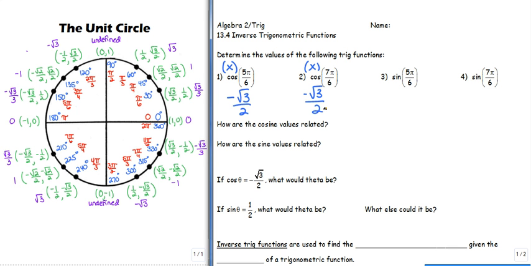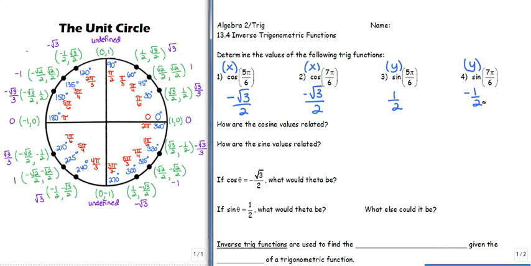Let's move on to some sine values. We want sine of 5 pi over 6. So we look at 5 pi over 6. We want the sine, which means we are looking for the y value. And the y value there is 1/2. And then we want the sine of 7 pi over 6. Our sine value there again is our y. This time it is a negative 1/2.